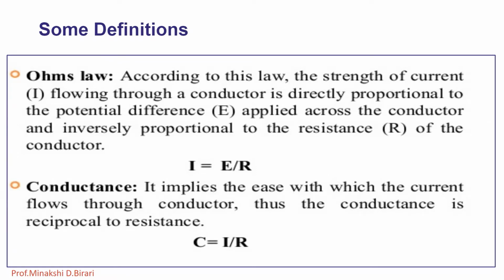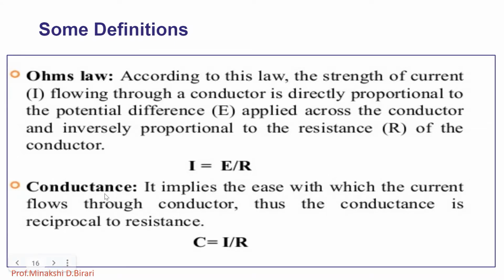Ohm's law states that the current flowing through a conductor is directly proportional to the applied electromotive force and inversely proportional to the resistance of the conductor. Thus, if E is the EMF in volt, I is the current in ampere, and R is the resistance in ohm, then I = E/R. With an appropriate choice of units, the constant of proportionality is made unity.